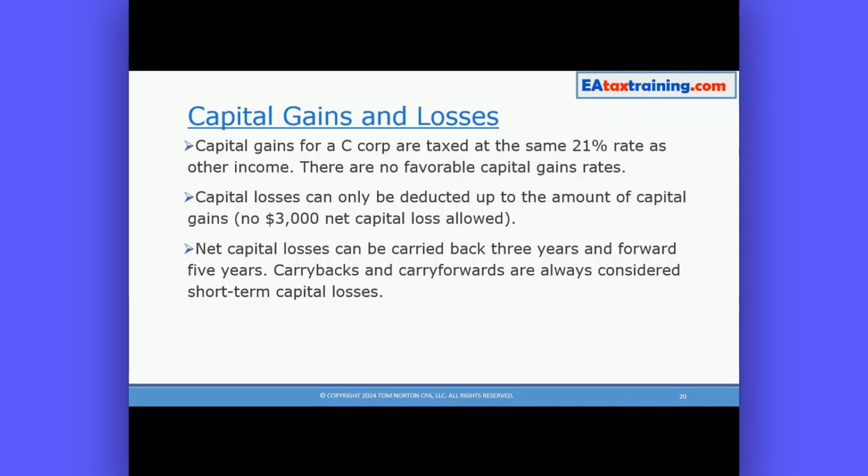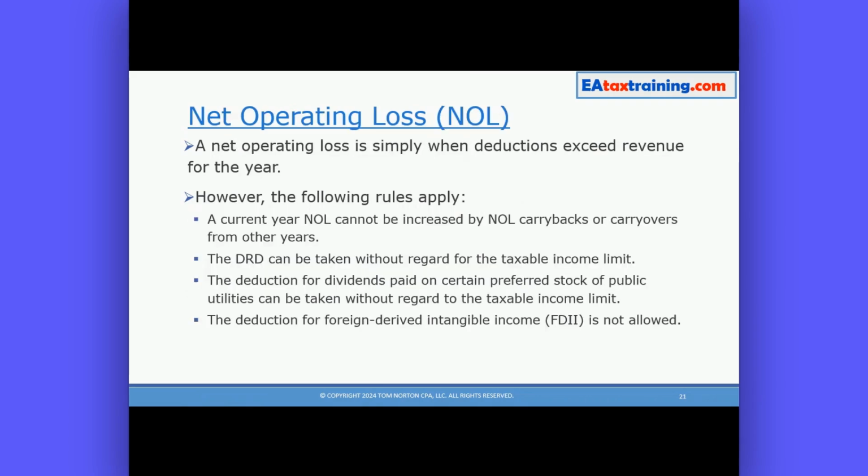So that's how capital gains and losses work for C Corps. You still need to keep track of them separately, even though the tax rate is the same. Because of the way the losses work, you do need to still keep track of your capital gains and losses separately from your ordinary gains and losses.